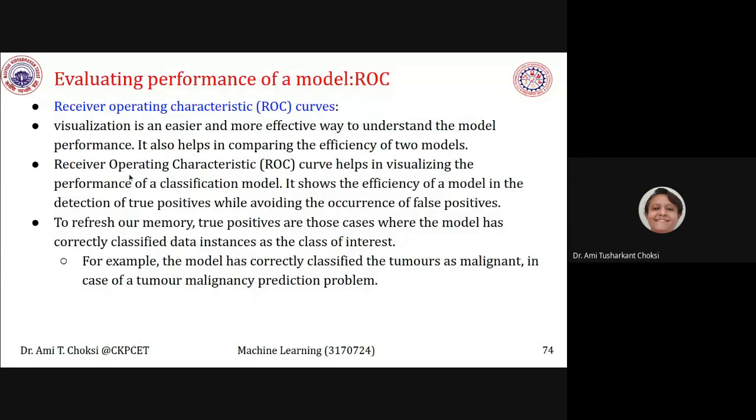So, the receiver operating characteristic curve helps in visualizing the performance of a classification model. In this particular subject, we haven't yet seen what is the classification method, the regression method, or the clustering method. But the way the author of this book sees it, first of all we should know how to select the model, how to evaluate the model, and after that we should learn the actual algorithms, right?